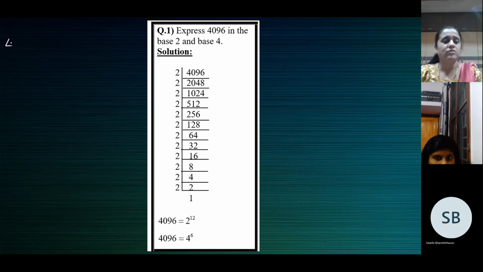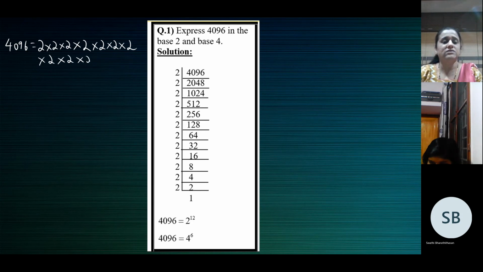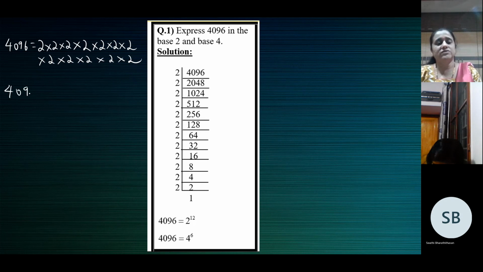In base 2, 4096 is equal to how many times 2? 1, 2, 3, 4, 5, 6, 7, 8, 9, 10, 11, 12 times. So 2 into 2 into 2, 12 times. So 4096 is equal to 2 to the power 12. This is in base 2. Base is 2 and the power is 12.